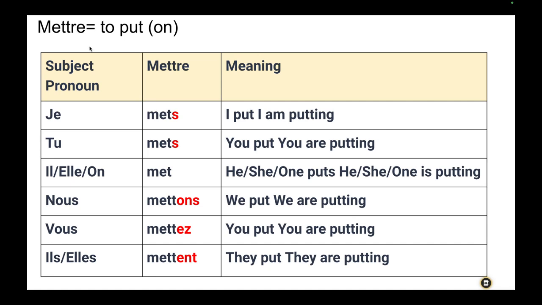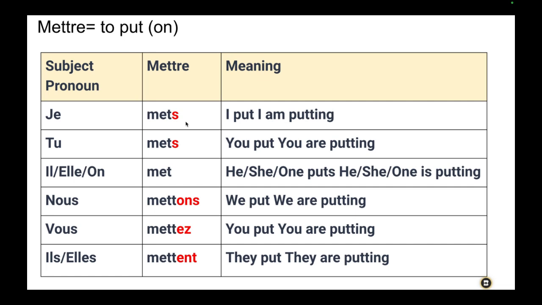It means it doesn't follow the rule, because you're going to have to remove the double T. You will have to remove the T for some of the pronouns, and then you will have to put the second T back. So it is an irregular verb, because it does not follow the rule of regular verbs. When it comes to the conjugation, it is going to be je mets.